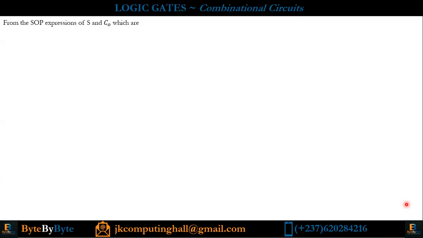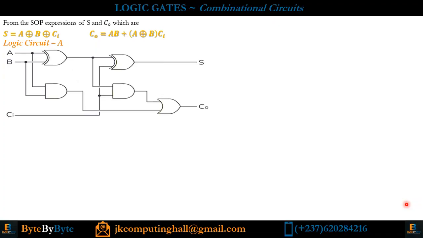From the SOP expression of S and CO, that is the expression for S we had, and that is the expression for CO that we had, the logic circuit A is this, because for a full adder there are two different circuits we can have. Let us understand the circuit very well. S is equal to A XOR B XOR Ci. This is A, this is B, entering a XOR gate. So at this level, I have A XOR B. And now this is Ci coming to enter. So what is entering here is A XOR B and Ci. That is why S is A XOR B XOR Ci.